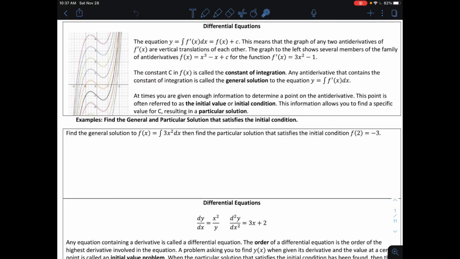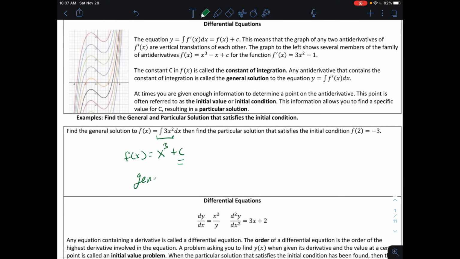All right, so let's do an example. Let's find the general solution to f of x is equal to the indefinite integral of 3x squared dx, and then find a particular solution that satisfies the initial condition that f of 2 is equal to -3. Well, I'd start by first finding the antiderivative of 3x squared dx, which would be x cubed plus c. So there's my general solution right there for f of x. General solution because we have the plus c.